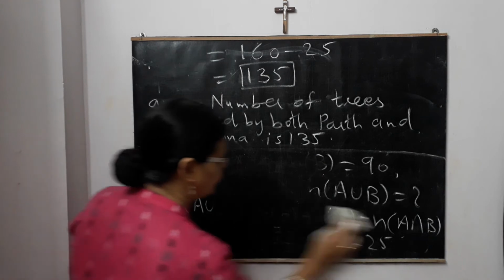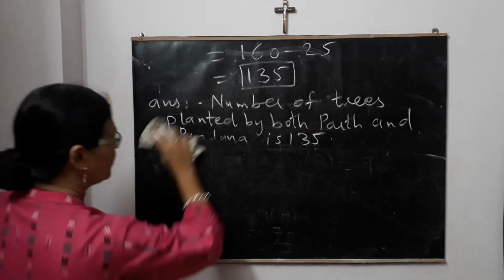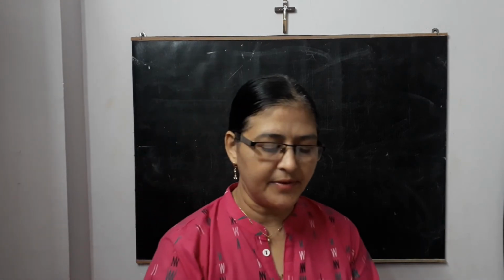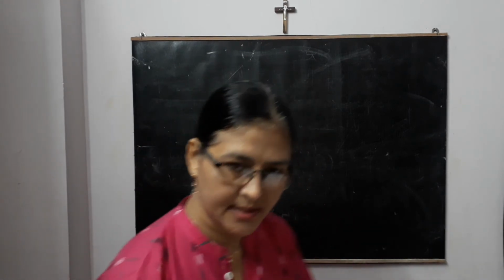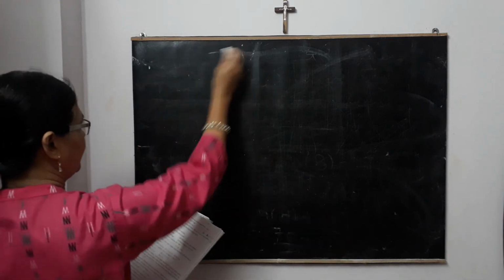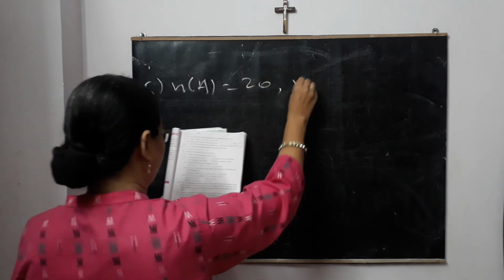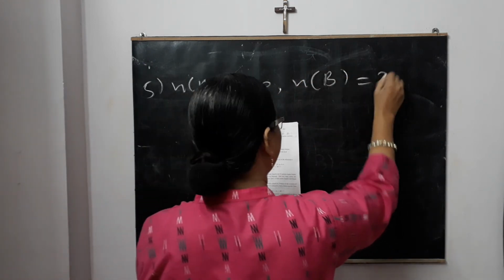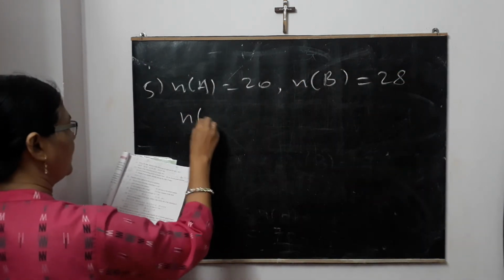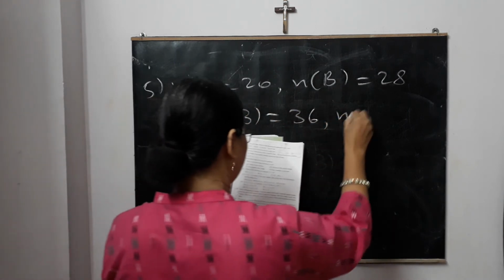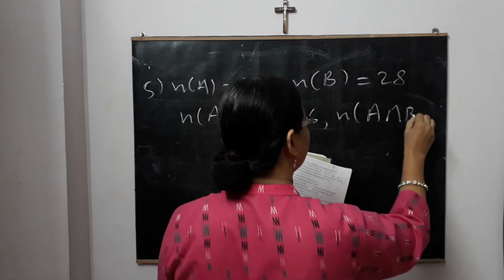Now we move on to the fifth question. So see the fifth question. Directly they have given N of A as 20, N of B as 28, and the union is given as 36. You have to find the intersection. So that is a simple one. Fifth question. N of A, how much is it given? 20. N of B, how much? 28. And N of A union B is equal to 36. And what is asked? N of A intersection B.